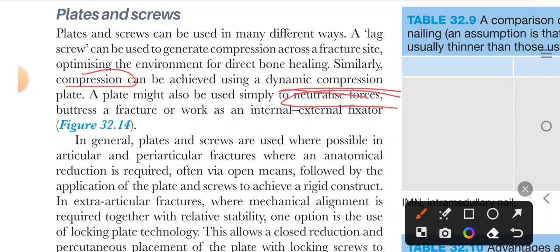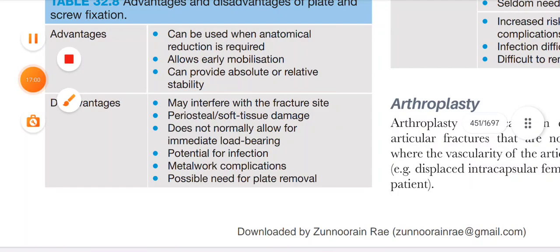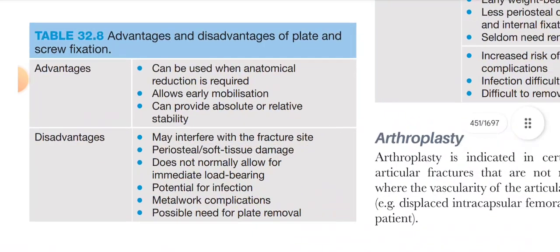Disadvantages include the interference of plates and screws with the fracture site as they are directly applied on it. Periosteal and soft tissue damage. Does not allow immediate weight bearing. Potential for infection and metalwork complication is there with plates. Will need removal after the fracture has healed and got consolidated.